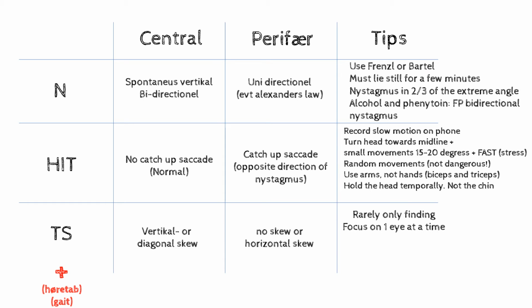Then you have your, I'm sorry about the Danish here, your HINTS plus test, and I just wanted to mention that the plus is hearing loss. I usually think about it as gait as well, but hearing loss is the official one. If you have hearing loss, then the central cause is an ICA stroke, and the peripheral one would be labyrinthitis or Meniere's disease, but that's usually a different story. But if they come in during their attacks, then it might definitely be Meniere's disease as well.